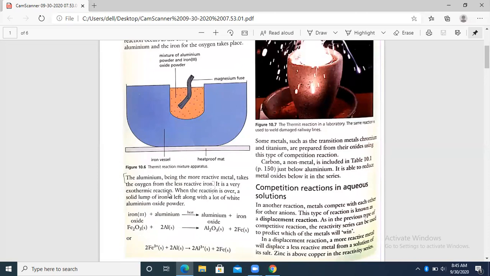It is a very exothermic reaction. Yesterday I think I explained that exothermic means a type of chemical reaction in which heat is produced. So when the iron trioxide and aluminium mixture is heated, it will produce a large amount of heat, and it is called an exothermic reaction. It is a very exothermic reaction, meaning it will produce a lot of heat.